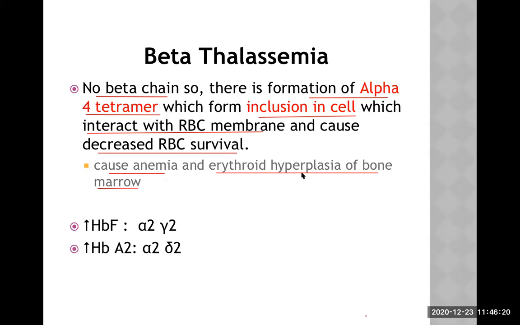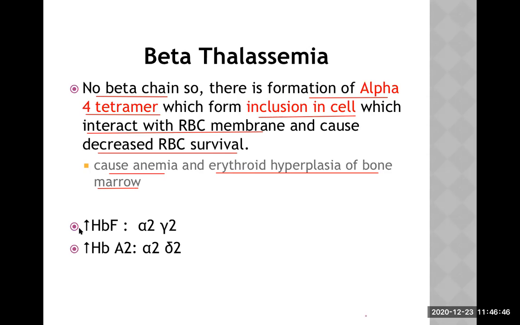So it causes anemia, and at the same time, bone marrow is trying to replace those RBCs, but remember, those RBCs are also defective, because this is a genetic condition. And over the process, erythroid hyperplasia of the bone marrow occurs, but immediately after these RBCs are formed, they are removed by the bone marrow itself. This is known as ineffective erythropoiesis.